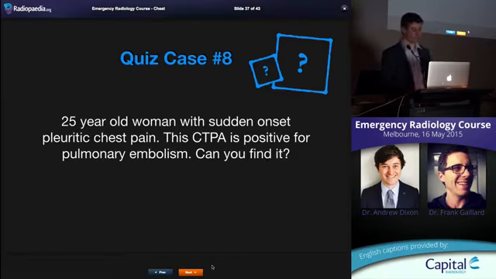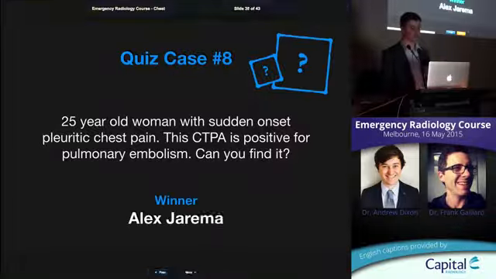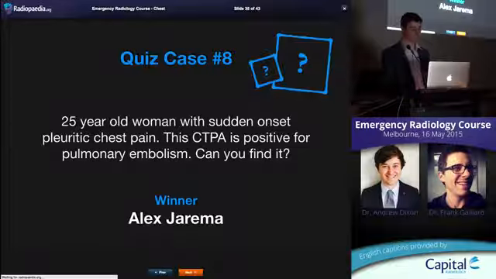So a quiz case, 25-year-old woman with sudden onset pleuritic chest pain. This is a CTPA that's positive for PE, and I asked you guys to find it. And I think this is a skill that all emergency doctors probably should have. It's something in radiology where you've got one task. All you've got to do is look at the pulmonary arteries, follow them out and try and find where the contrast is no longer getting through, okay? So it's worth practicing. You do need to trace each vessel out itself. Alex was our winner. Where is Alex?